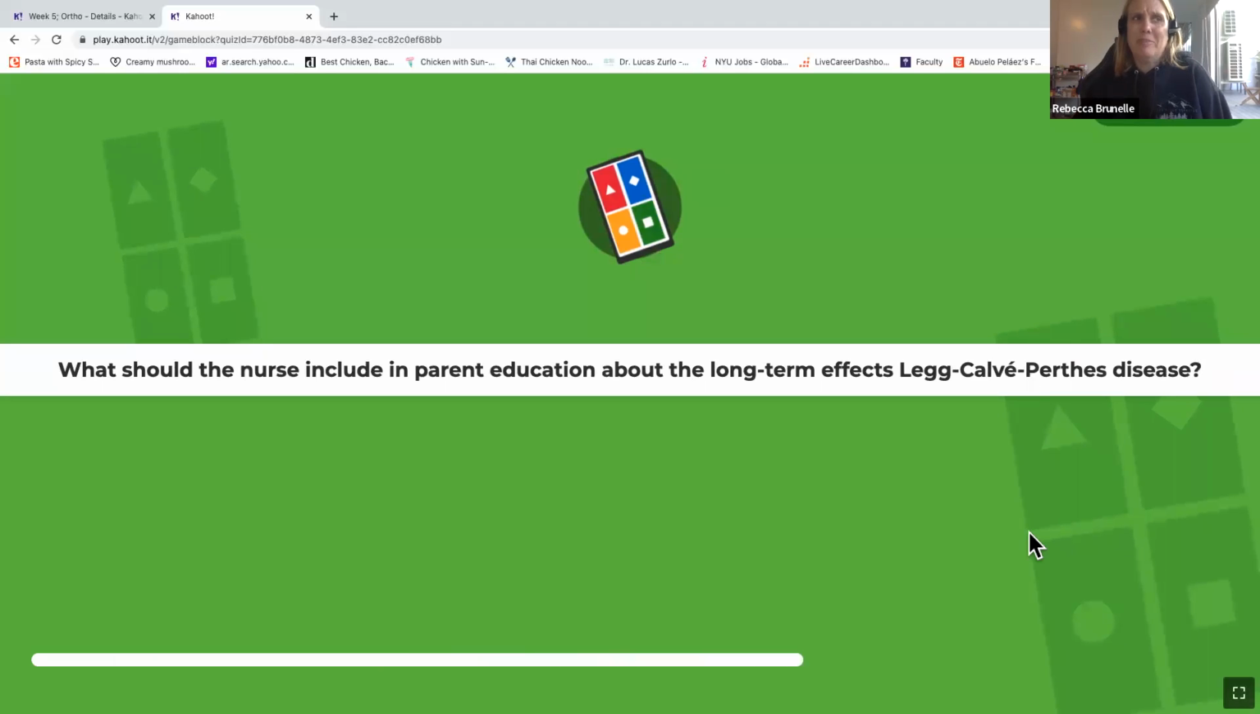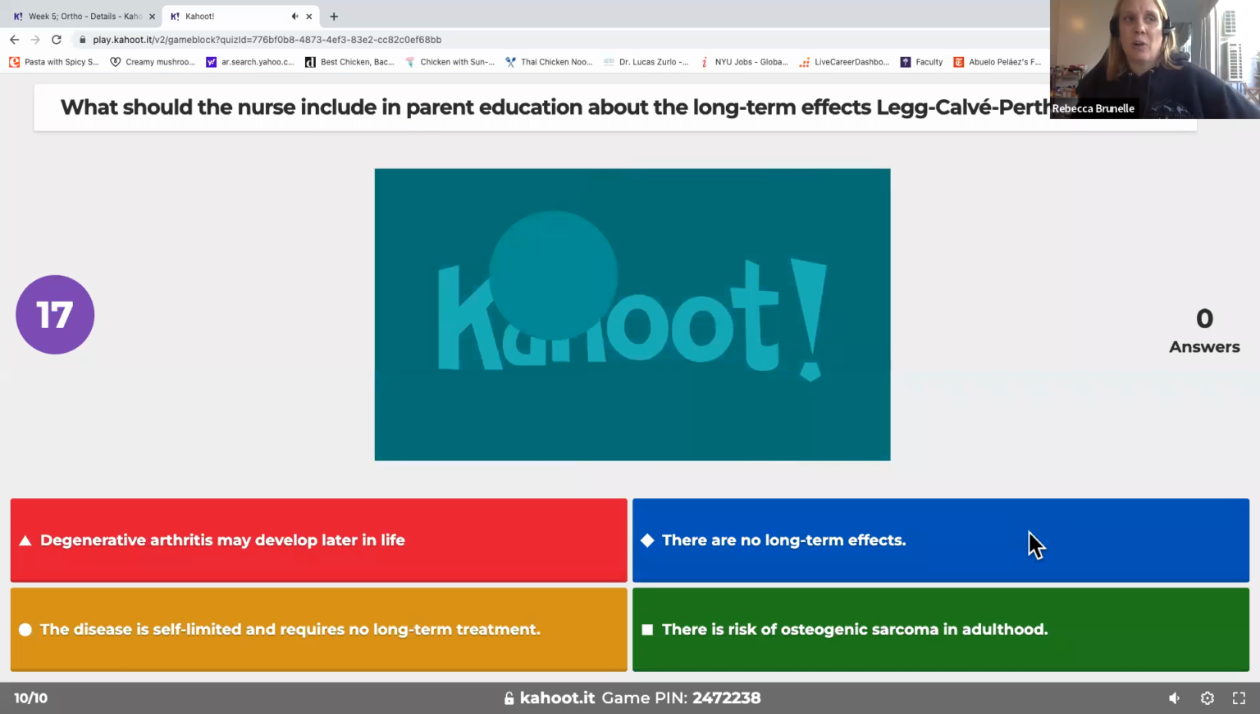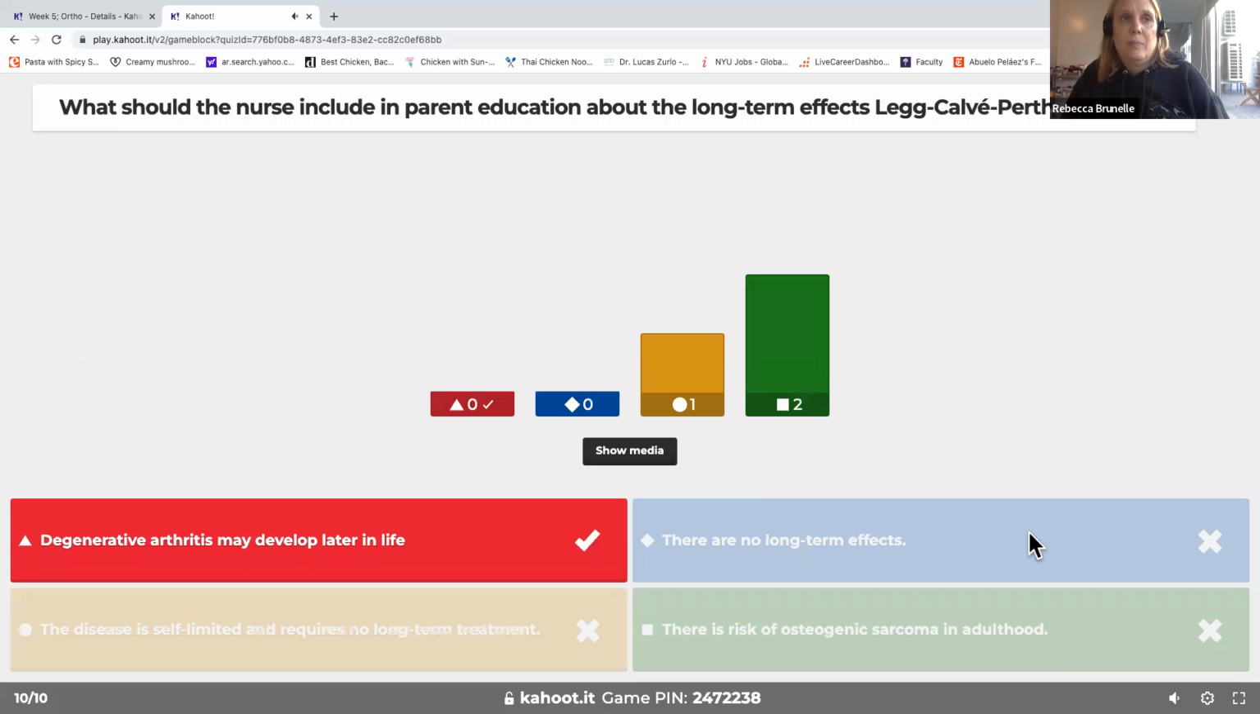I'm sorry, I added one. What should the nurse include in a parent education about Legg-Calvé-Perthes disease? Degenerative arthritis may develop later in life. The disease is self-limited and requires no long-term treatment. There are no long-term effects, or there's a risk of osteogenic sarcoma in adulthood. So I understand why you chose this one, because I talked about problems later in life, but specifically later in life, they might have degenerative arthritis and may end up needing a hip replacement.